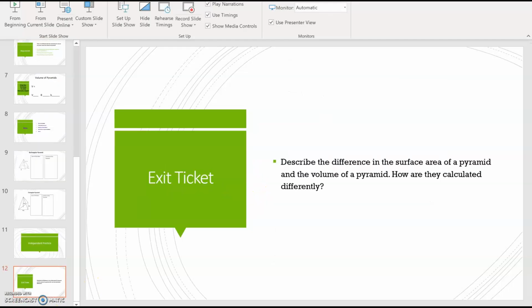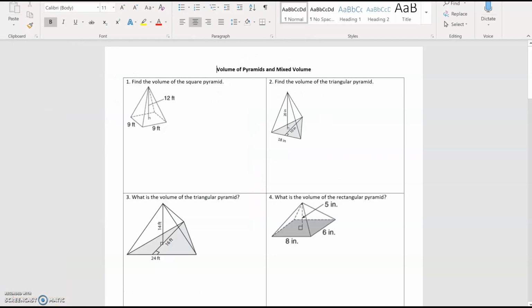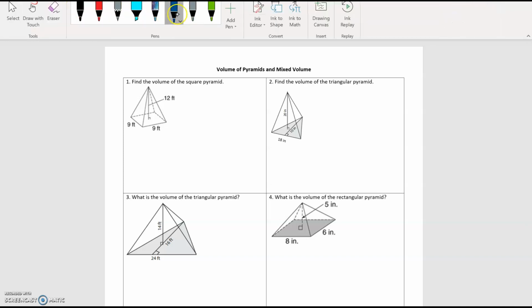All right. So here is your independent practice. So let's just look at number 1 real quick. So on number 1, you have, find the volume of a square pyramid. So it's telling me that the base is my square. So I want to go ahead and make my formula chart. So I have area of the base and volume.